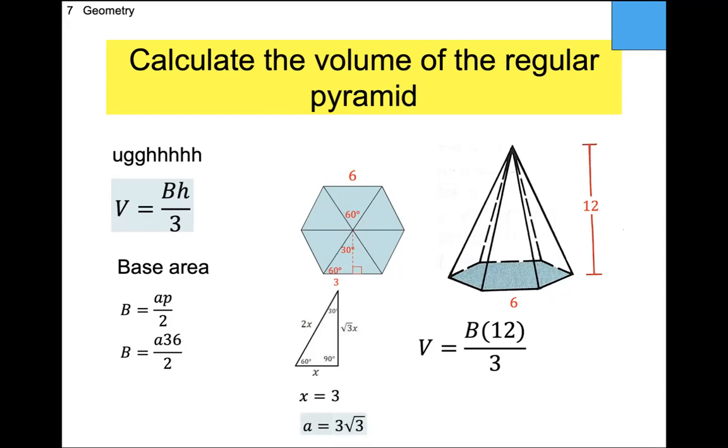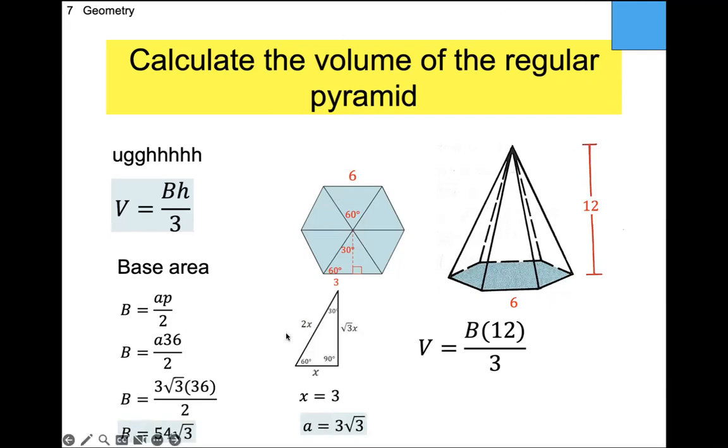So base area would be apothem times the perimeter divided by 2. We just figured out the apothem was 3 root 3. So we need to do 3 times 36 divided by 2 and attach a root 3 on it, and that's 54 root 3.